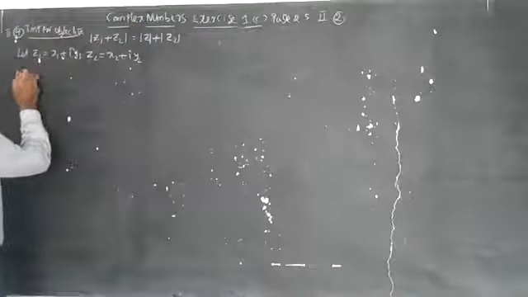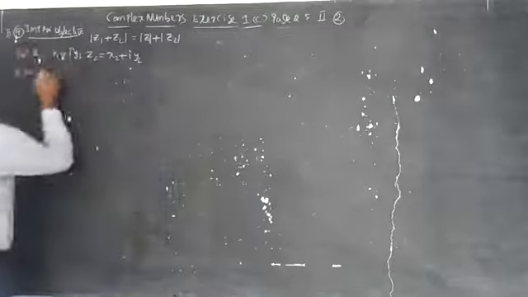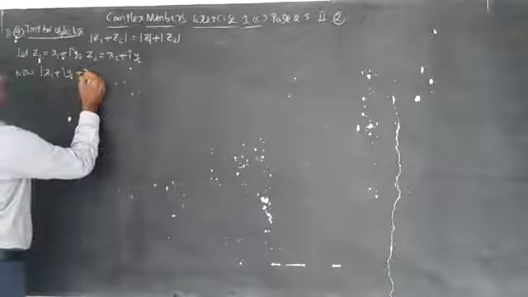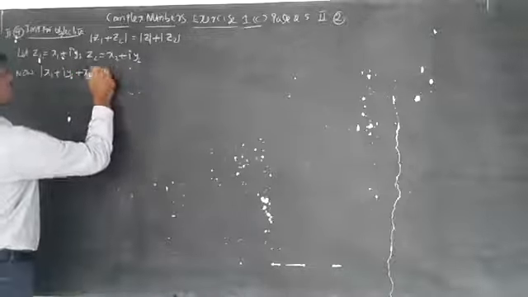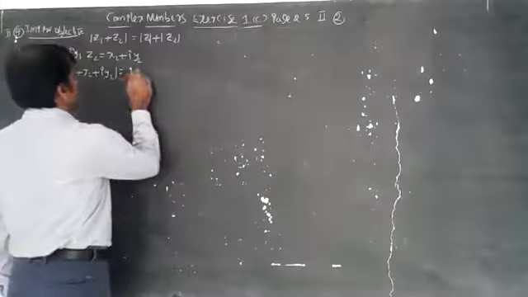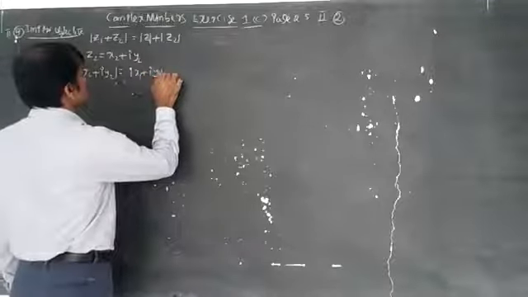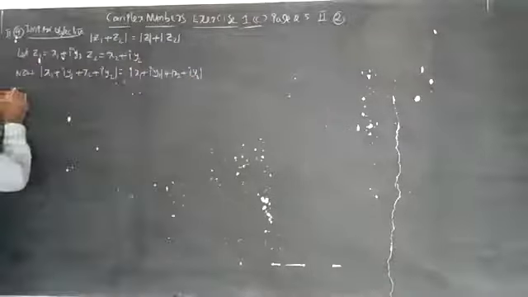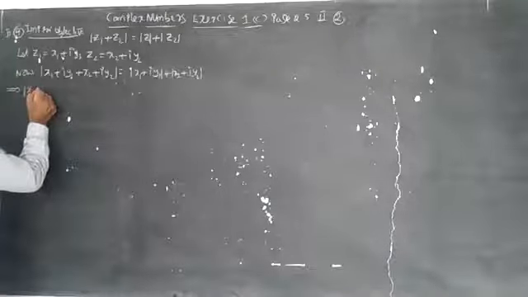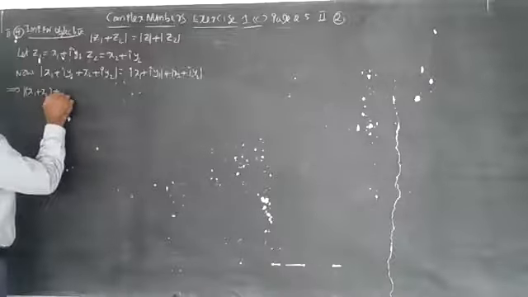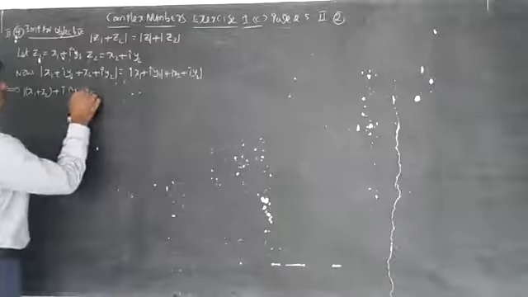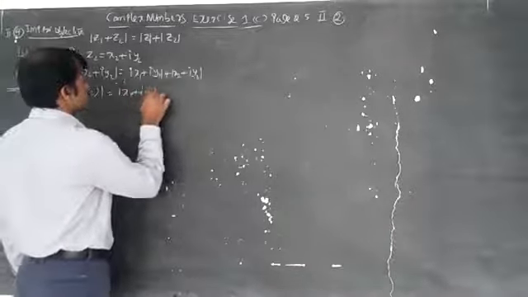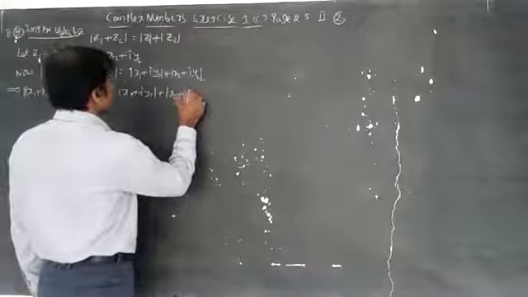Now take this one, modulus of Z1 plus Z2 becomes modulus of x1 plus iy1 plus x2 plus iy2 is equal to, take separate modulus of x1 plus iy1 plus x2 plus iy2. That implies, take real part aside, x1 plus x2 plus i into y1 plus y2 is equal to modulus of x1 plus iy1 plus modulus of x2 plus iy2.